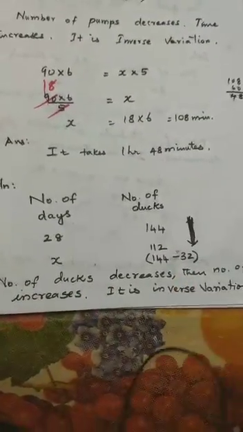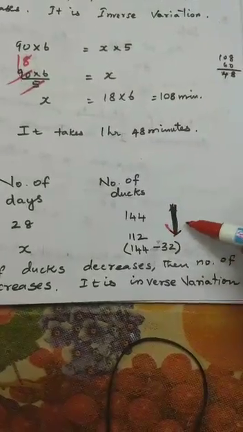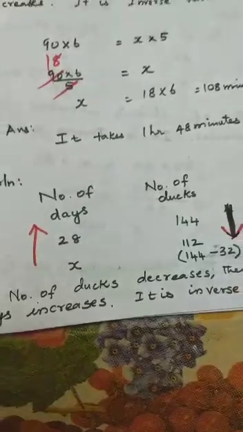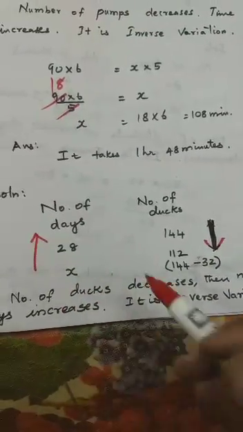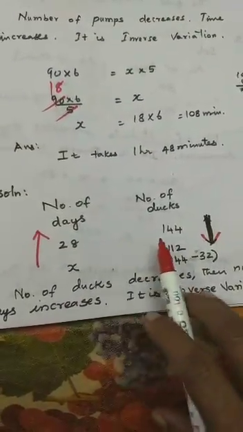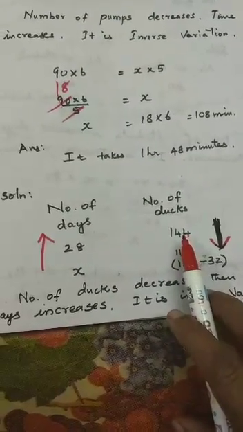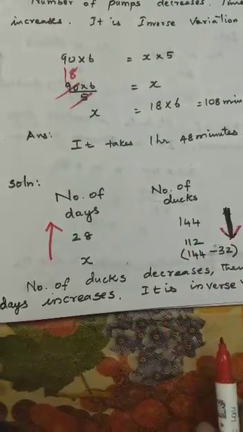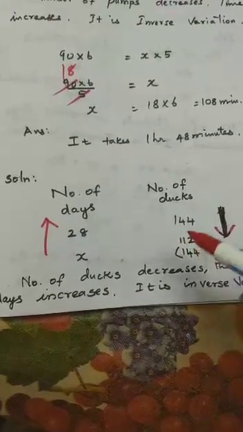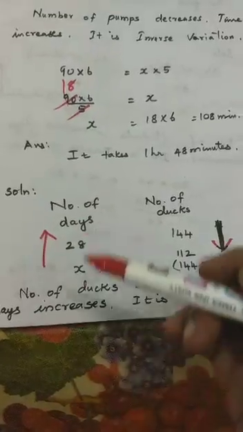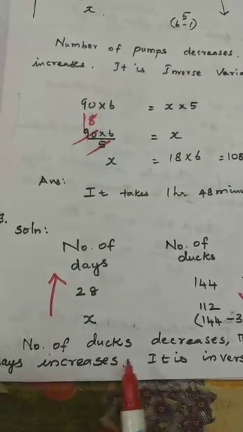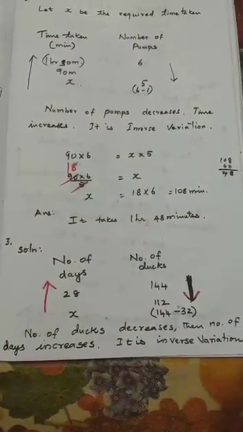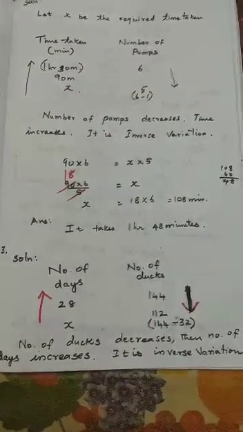The number of ducks decreases, so the number of days increases. The food lasts for some more days, isn't it? For 28 days, he can have the food for 144 ducks. If the ducks decrease, the days increase. Number of ducks decreases, then the number of days increases. So it is inverse variation.